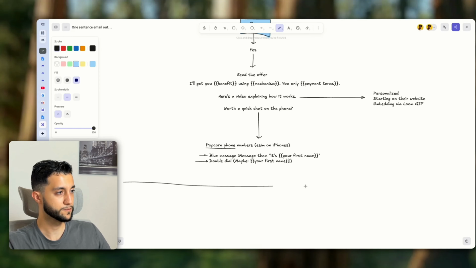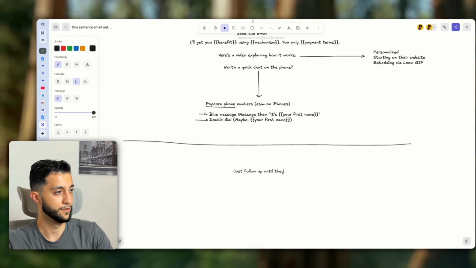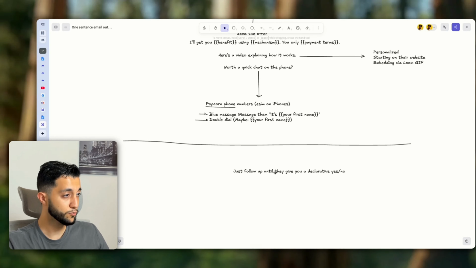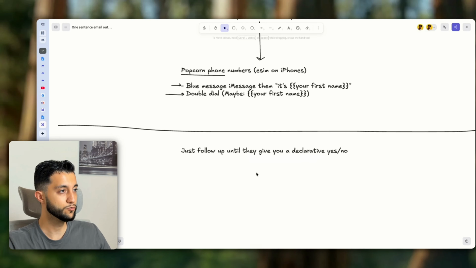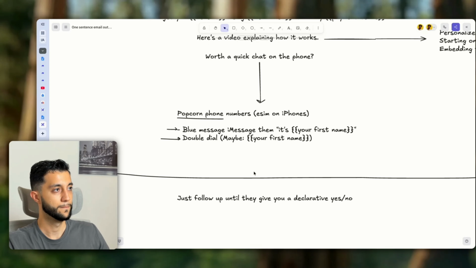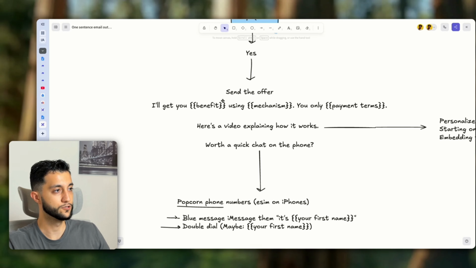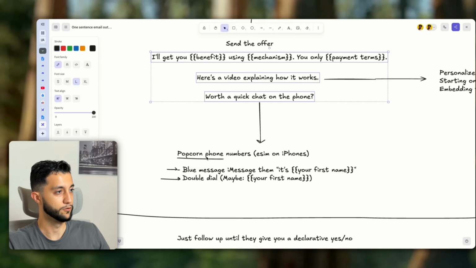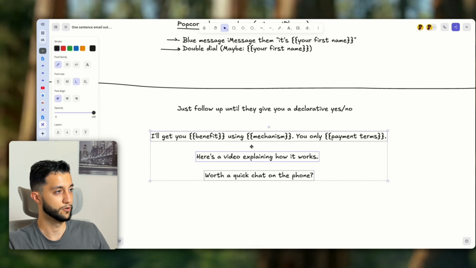And then for follow-ups, just follow up until they give you a declarative yes or no. This sounds super annoying, but you can do this in a very non-annoying way. And the way I usually do it is literally, I take this email, right? And this is also one thing that I learned from Christian Bonnier. Shout out to him again.